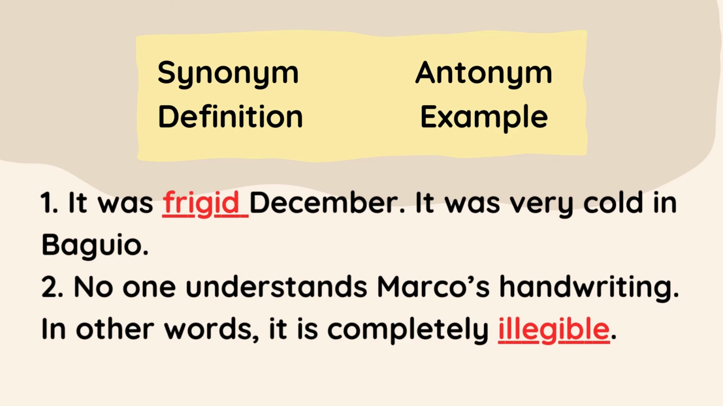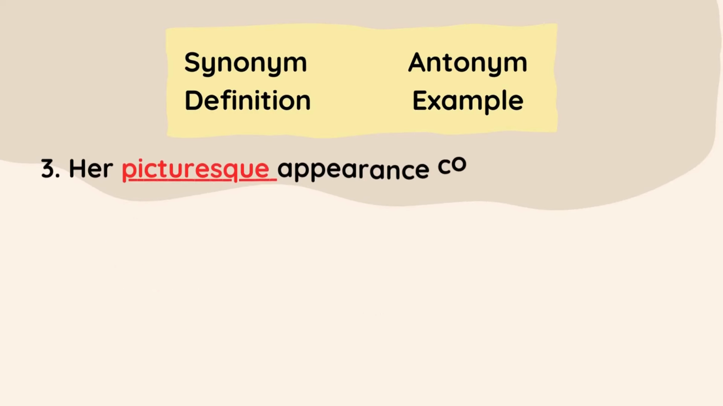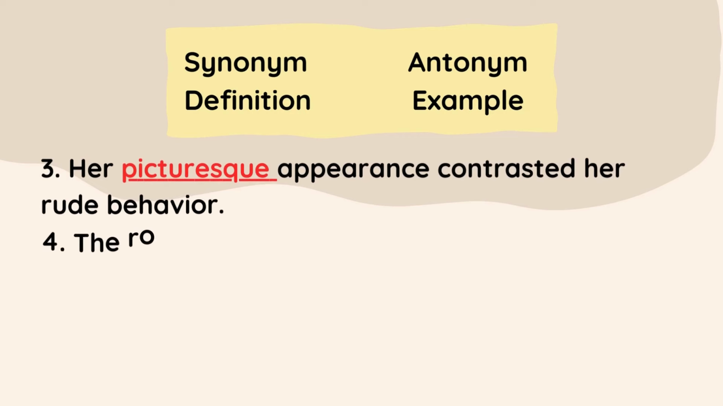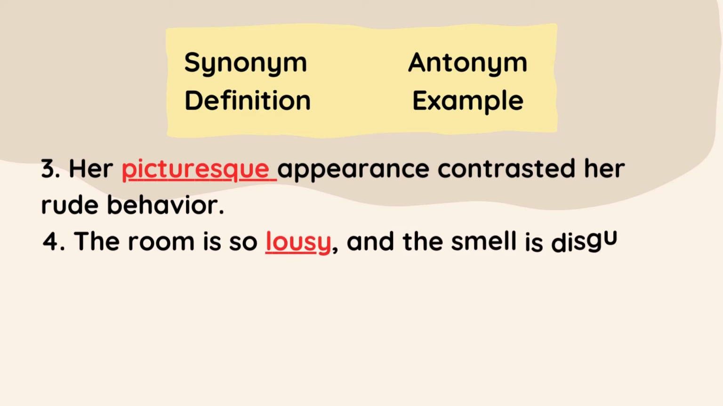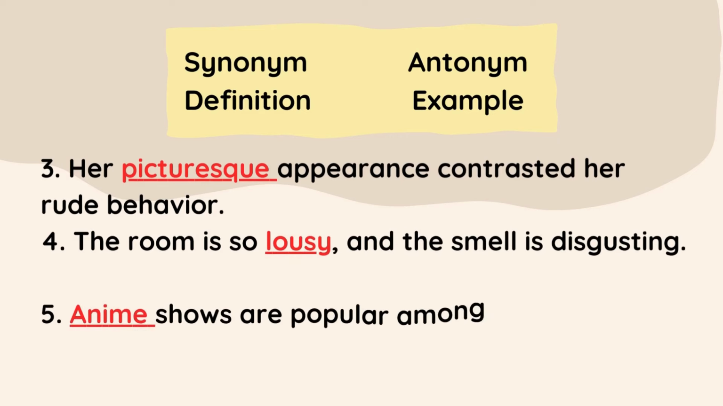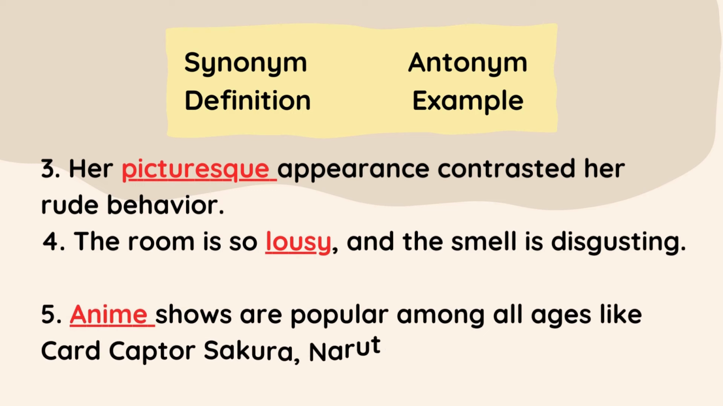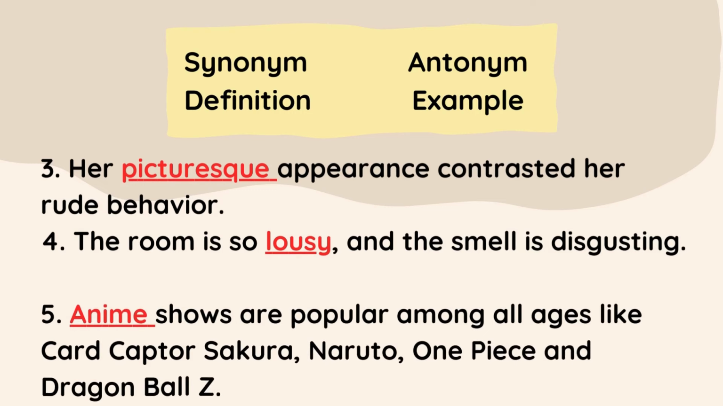Number 2, no one understands Marcos' handwriting. In other words, it is completely illegible. Number 3, her picturesque appearance contrasted her rude behavior. Number 4, the room is so lousy, and the smell is disgusting. Number 5, anime shows are popular among all ages, like Cardcaptor Sakura, Naruto, One Piece, and Dragon Ball Z.